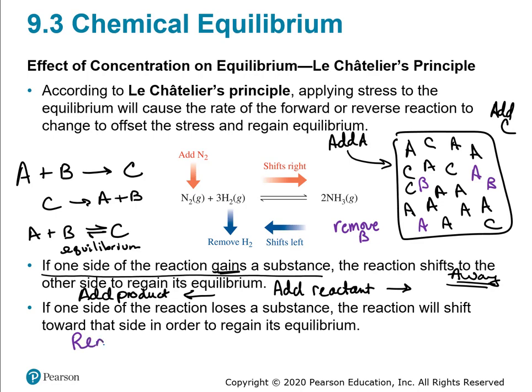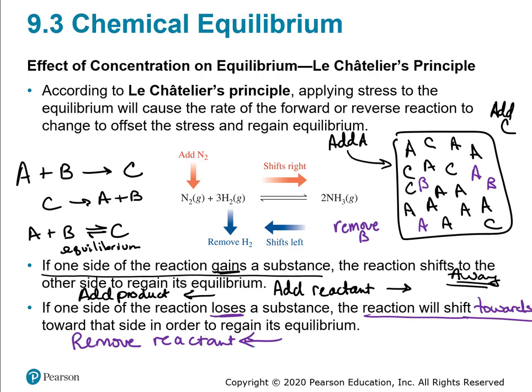So if I remove reactant, the reaction shifts towards whatever I remove. So if one side loses, the reaction will shift towards whatever you removed to try and rebalance it. So which direction? If I remove B, which direction does it shift? Does it shift in reverse or does it shift forward? It's going to shift in reverse. So it'll go that direction.